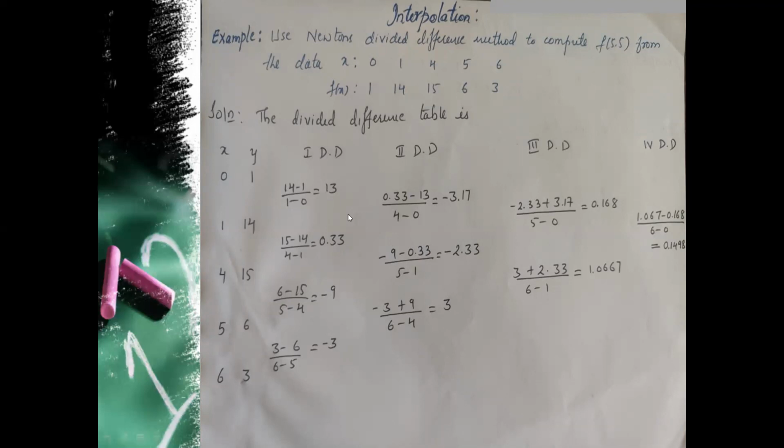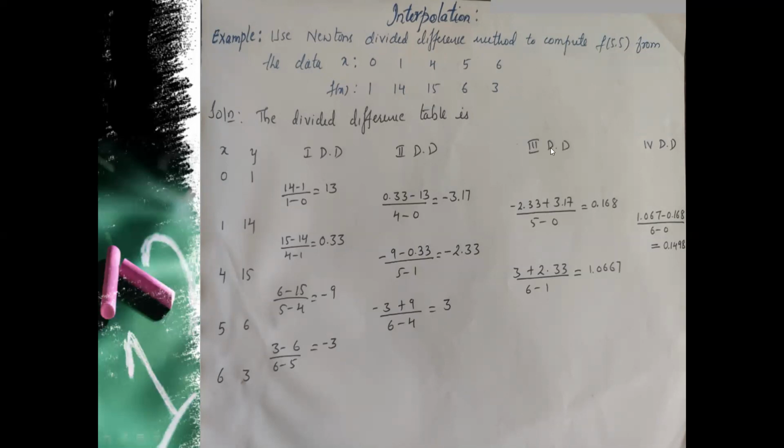Now we have to take the first divided difference in the numerator, that is 0.33 minus 13 divided by 4 minus 0, which gives minus 3.17. Next here we'll go for minus 9 minus 0.33 divided by 5 minus 1. Next one here we have minus 3 minus of minus 9, that is minus 3 plus 9 divided by 6 minus 4. We get the value 3.